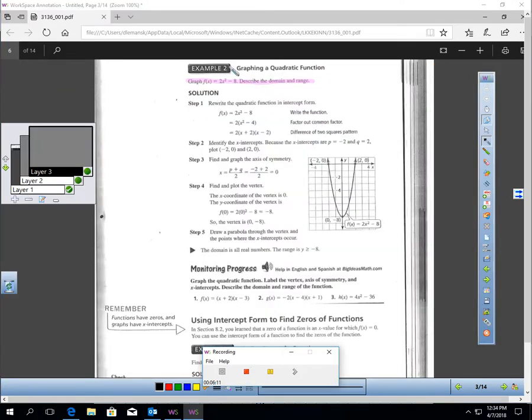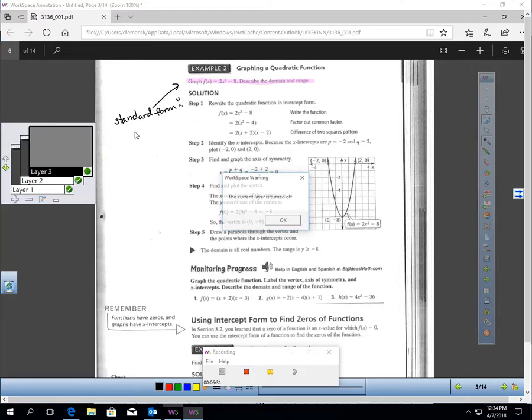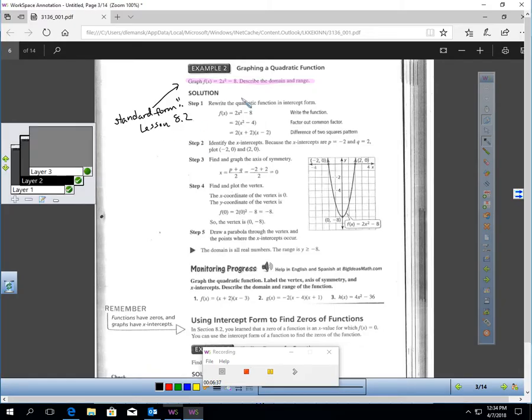Let's do another one. Let's graph another quadratic. They want me to graph this and describe the domain and range. Now, the book, they change this into intercept form, but I don't know that I agree with that. Look at this. This is in standard form. This is exactly what you learned about. This is really a lesson 8.2 question.